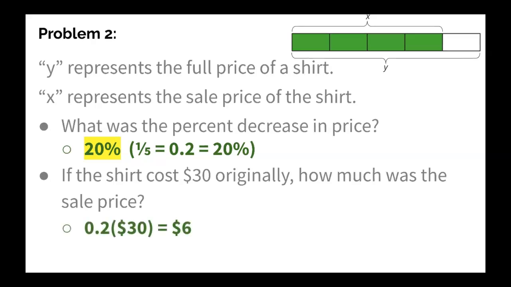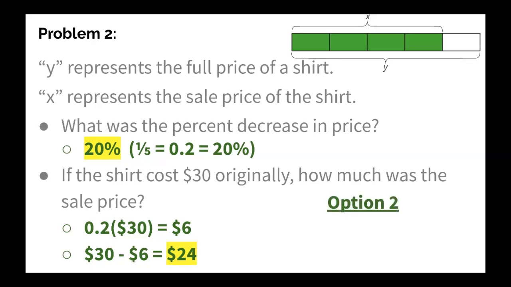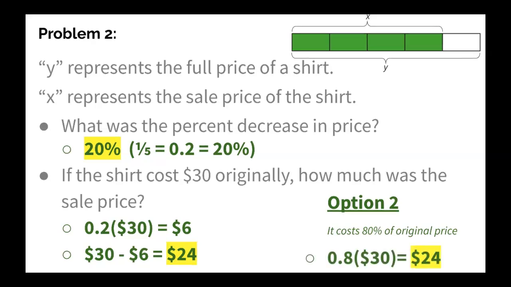All right, option 1, again, you can find 20% of $30. 0.2 times 30 is $6. And then you can subtract that from the original price. 30 minus 6 is $24. Or if you prefer, you could say, since it was 100% and we take away 20%, it now costs 80% of the original price. So we could do 0.8 times $30, and that's $24.